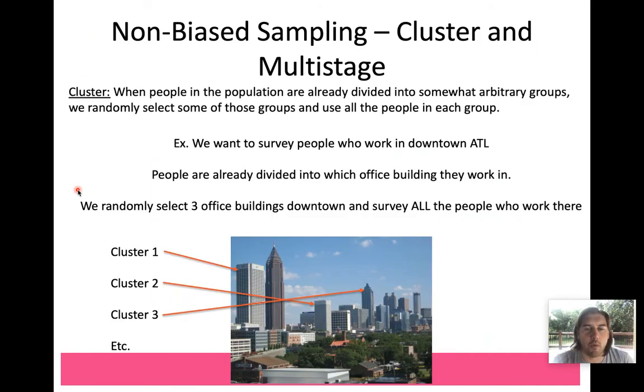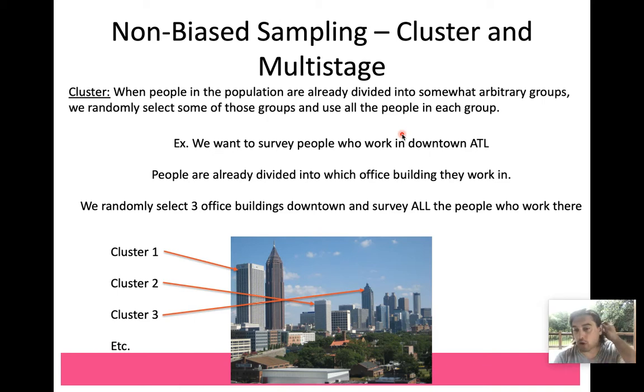Okay. Next, we're going to talk about cluster and multi-stage sampling. First is cluster. We use cluster sampling when people in the population are already divided into somewhat arbitrary groups, and then we randomly select some of those groups and use all of the people in each group. So let me give you an example of that.